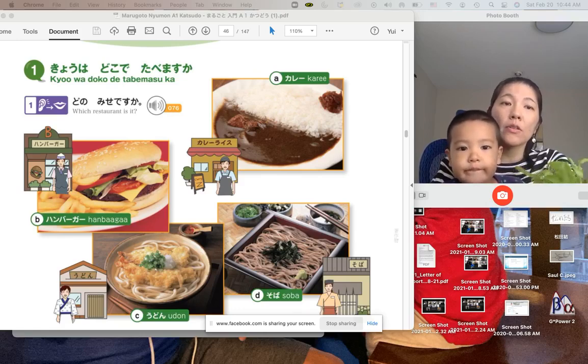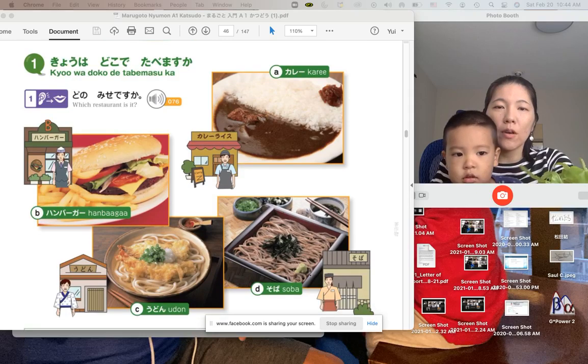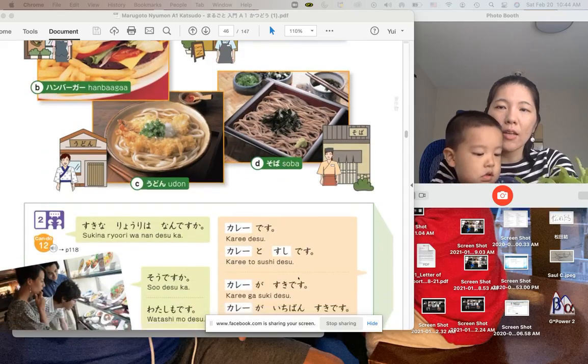D、そばを食べます. そば is soba noodle, and it's a buckwheat flour. Often regular flour is also mixed in, so it depends on where you buy or what you buy. But soba noodle, you can eat hot or cold. This is the cold version, and you've got the soup there in the back. So that is soba.